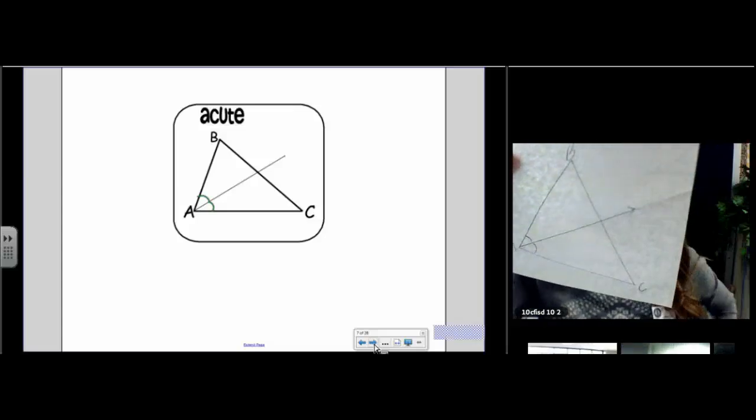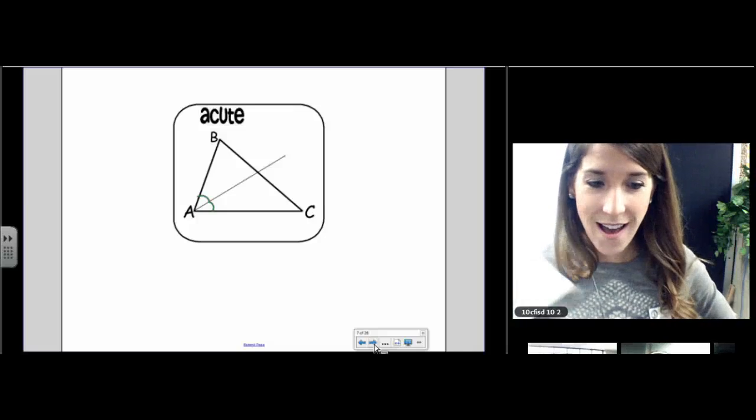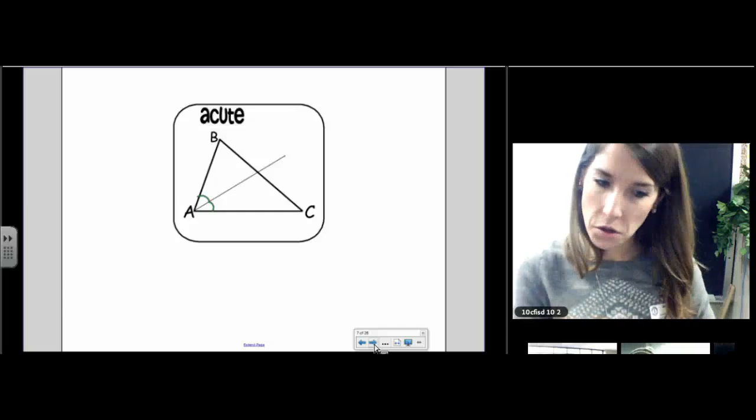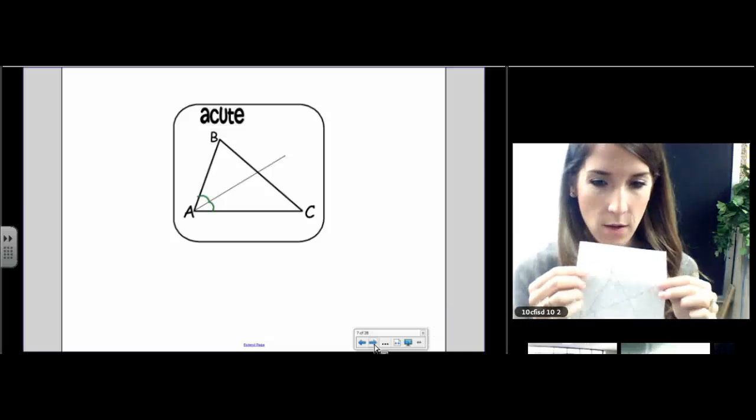It shouldn't be a median and it shouldn't be an altitude unless you drew an equilateral triangle. Okay, so Johan, now you know. You bisected the wrong one, so now you know for tomorrow. That's why we're practicing today, okay?